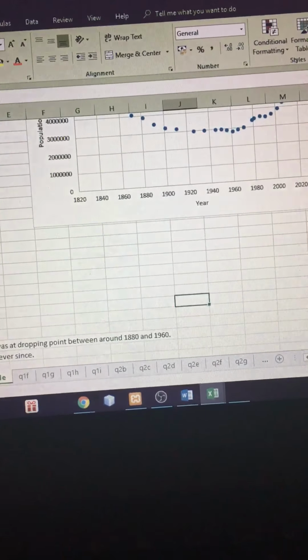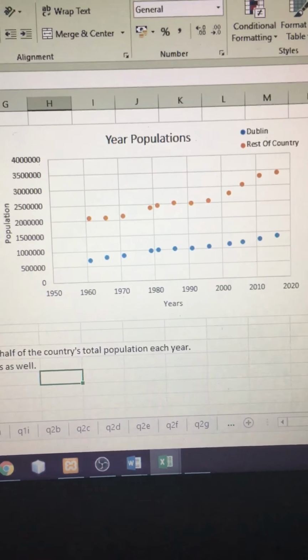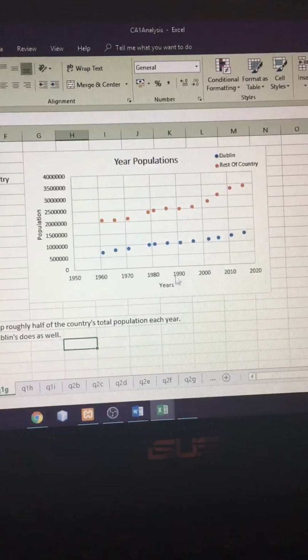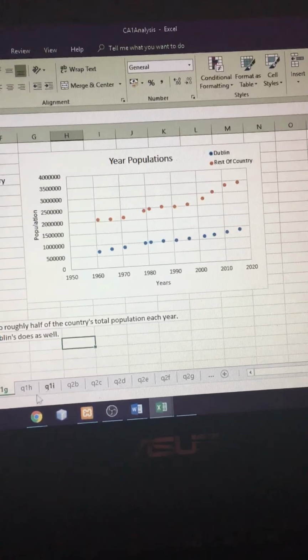Question 1G was to plot the populations from 1961 to 2016 of Dublin separate from the remainder of the county. So Dublin is the blue dots and the rest of the county is the orange dots, and it was to comment on the graph. And my comment was that Dublin makes up roughly half of the country's total population each year. As the population in the country grows, Dublin's does as well. So the years are along the bottom and the population are up along the left.